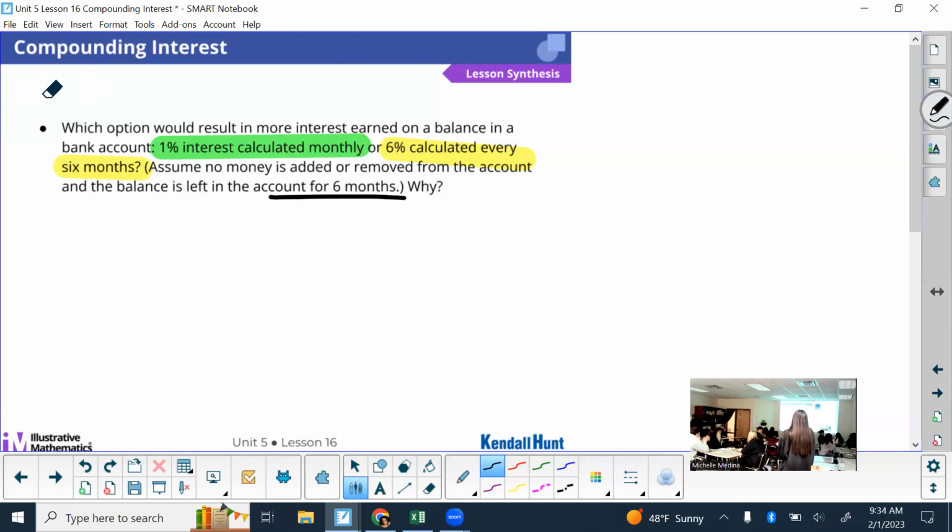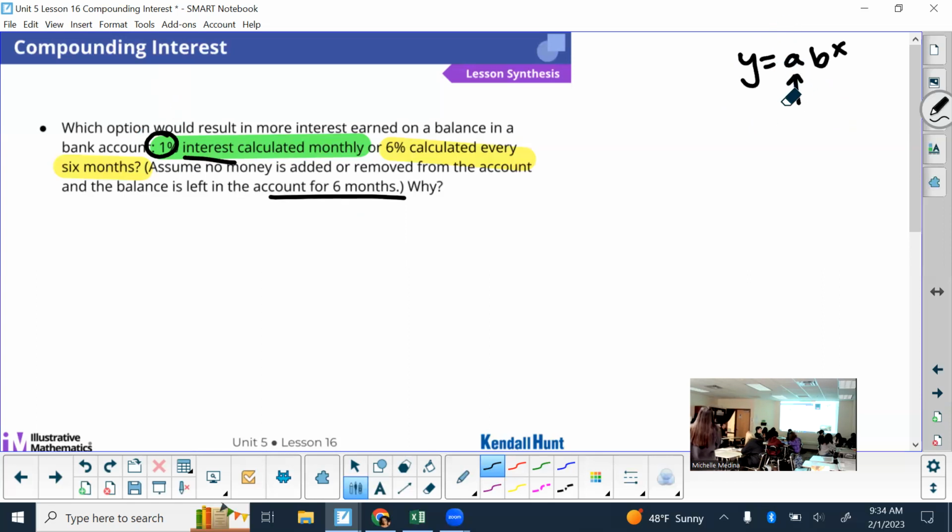Would this be exponential or linear? Exponential. What's the giveaway? That it's interest and that it's a percentage that is applied over a certain amount of time. So linear would be adding or subtracting the same amount each time. Exponential is multiplying by the same amount each time. Now, here's our exponential standard equation.